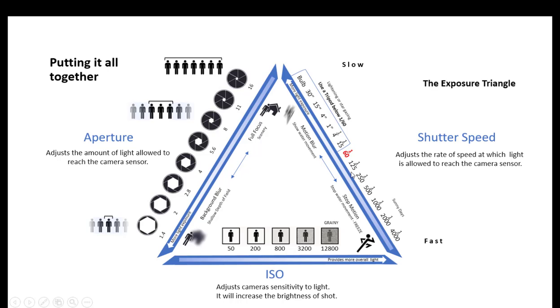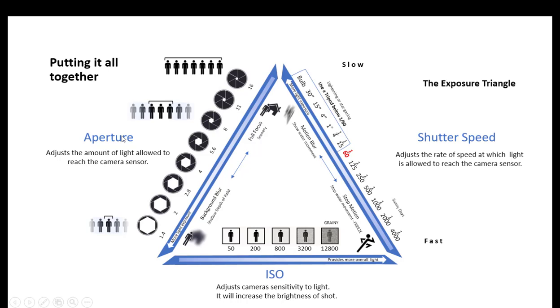We have the bulb setting, which is manually controlled. You open and close it with the click of the button, all the way up to one click of the button at 1/60th of a second. The reason it's in red is because this is the point at which you can start hand holding the camera. Anything below 1/60th of a second needs a tripod. Anything above 1/60th of a second you can hold.